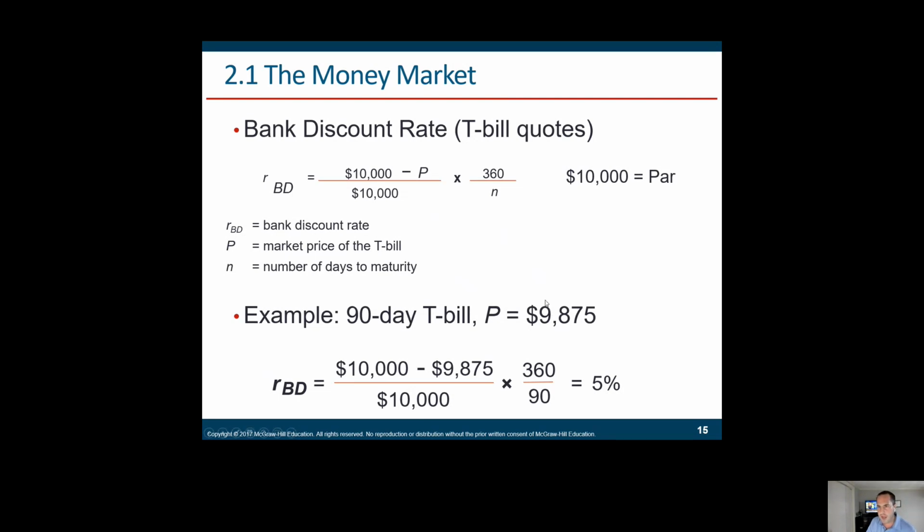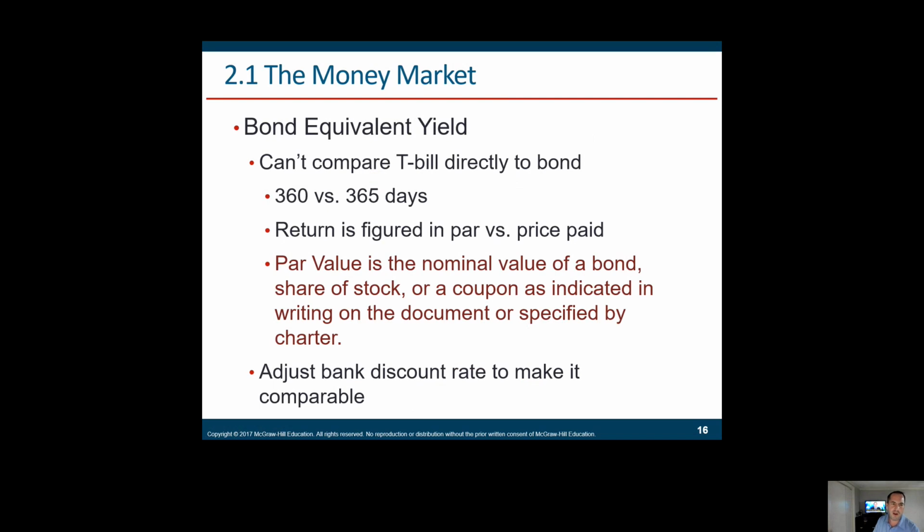In reality, what happens is every 90 days will be a new rate. It might be higher, it might be lower. So there's no guarantee that you'll get that 5%. It's just an estimate, assuming that you can roll that 90 days over again for the same rate. Bond equivalent yield, you can't compare them directly because they use that 360 versus 365 day basis. Return is figured in par versus price paid.